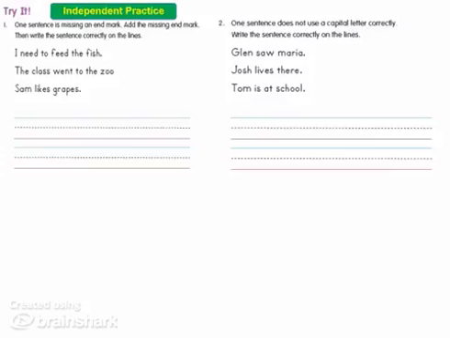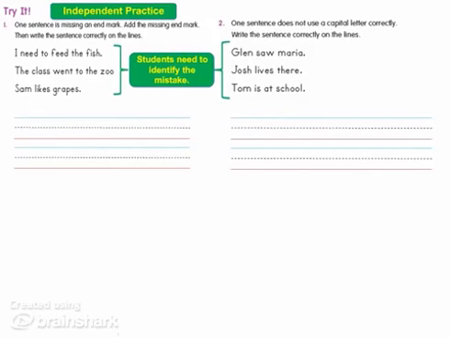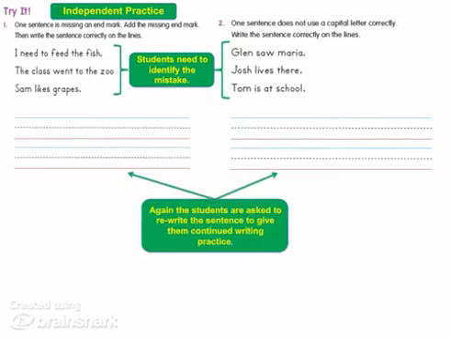Finally, the students come to the Try It section of the lesson. This is meant to be independent practice for the students. The teacher may still have to read the directions, but the student can complete the questions on their own. The students are asked to identify a mistake within the sentence, and then asked to write the sentence correctly. Again, emphasizing student writing as much as possible.